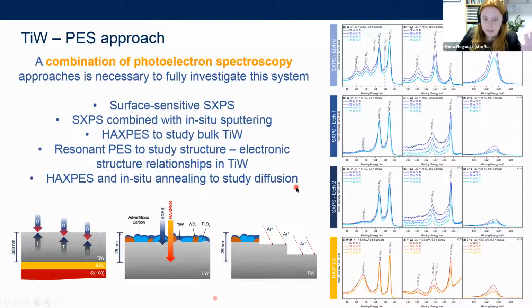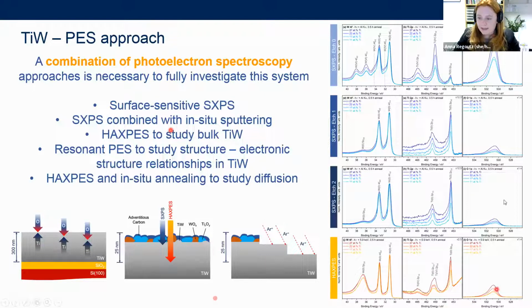we've used a combination of photoelectron spectroscopy techniques to really pin this thing down. So we used standard surface sensitive photoemission combined with sputtering, HAXPES, resonant photoemission to look at the electronic structure, and even in situ annealing. And I'll just give you a couple of examples that build up an overall understanding of this material.